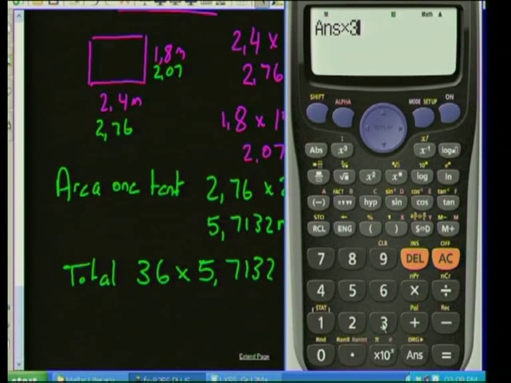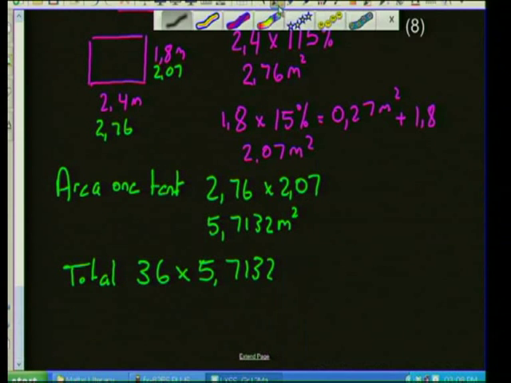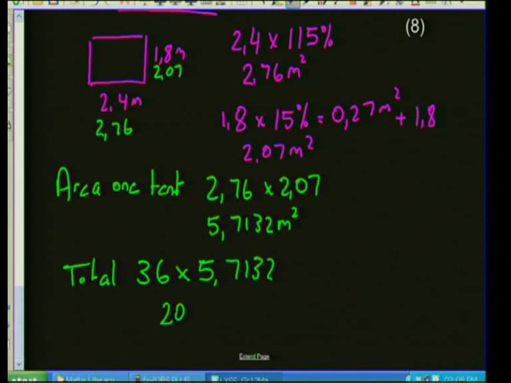But if you do round off during your sum, you shouldn't be penalized for it. So I'm going to keep that for now, times that by 36, and we see that I need 205,68, and that was meters squared.